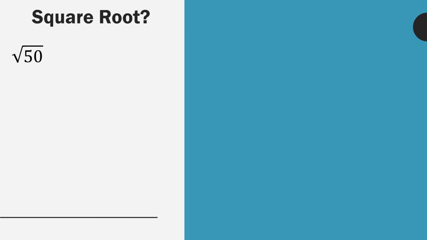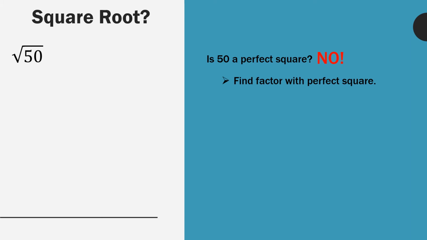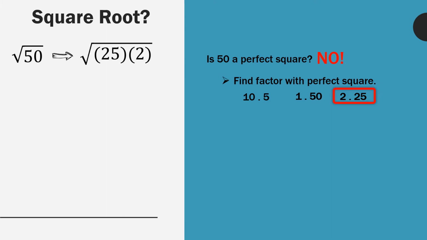Another example. Square root of 50. Again, mangutana na ta, is 50 a perfect square? Again, it's not. So, unsay buhaton ganing? Find a factor with perfect square. 10 times 5 is equal to 50. Is 10 and 5 perfect square? Dili. 1 times 50, naa perfect square? Wala. 2 times 25, is 2 perfect square? No. 25, yes, 25 is perfect square.